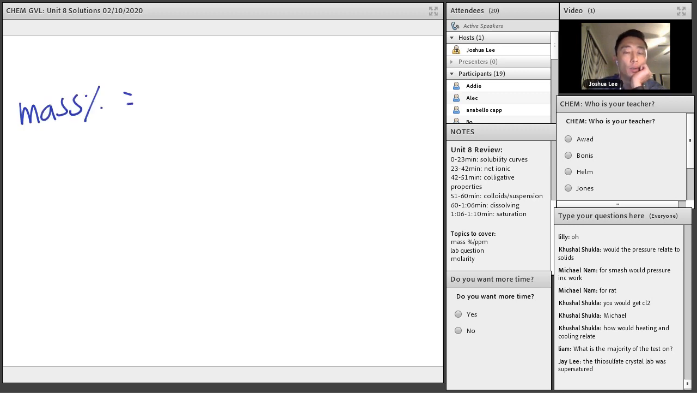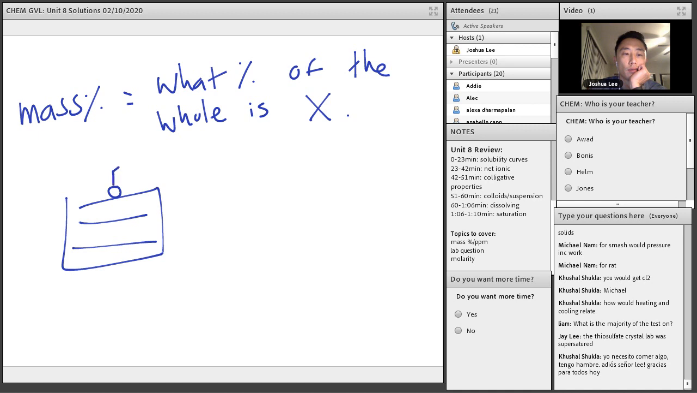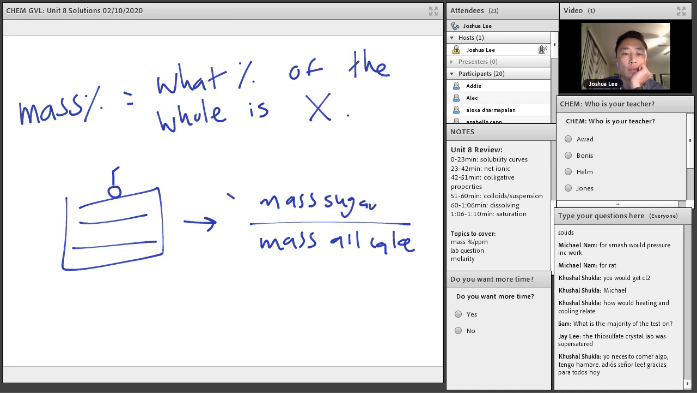Mass percent. You want to know what percent of the whole thing is X. So if you want to know, hey, what percent of this cake is sugar, you would do the mass of the sugar you added divided by the whole mass of the entire cake, and then times 100%. It's the same thing with mass percent.